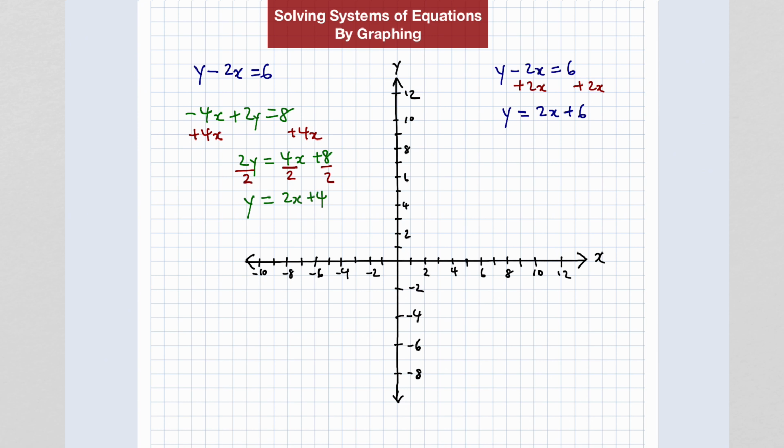Okay, so let's go ahead and graph both of those equations. We're going to start with this blue one. Okay, we see that our y-intercept is 6, so we're going to plot a point right here in blue.